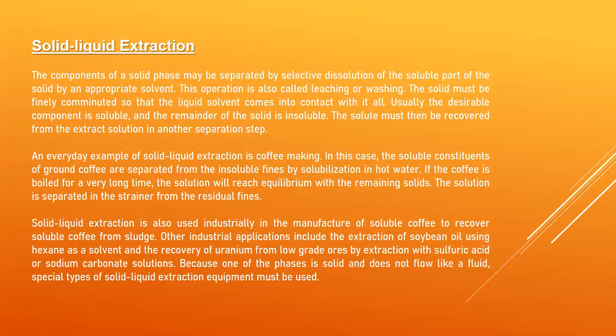Now, solid-liquid extraction is also used industrially in the manufacture of soluble coffee to recover soluble coffee from sludge. Other industrial applications include the extraction of soybean oil, using hexane as the solvent, and the recovery of uranium from low-grade ores by extraction with sulfuric acid or sodium carbonate solutions. Because one of the phases is solid, it does not flow like a fluid. Special types of solid-liquid extraction equipment must be used.